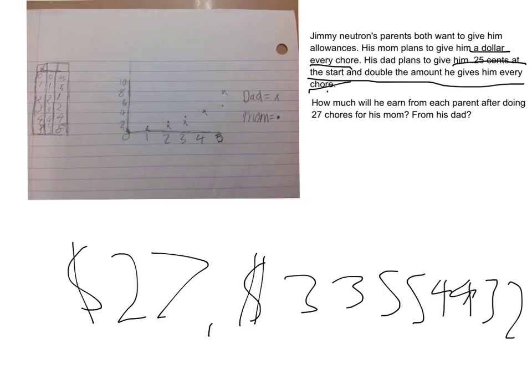$2. So in the end, his dad will give him more money on the 27th chore than his mom.